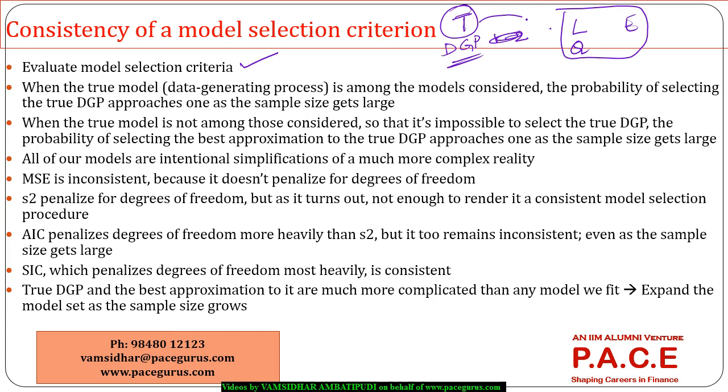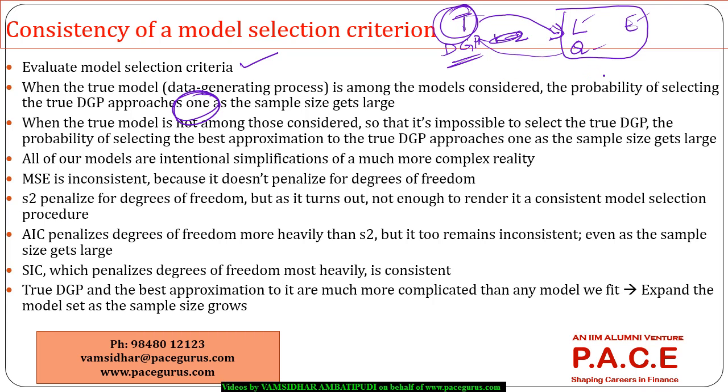So if this is there as a part of any of these models, then what we are saying is that the probability of selecting the true one based on these criteria has to go to 1 as the sample size increases, which means somewhere it has to approach here.